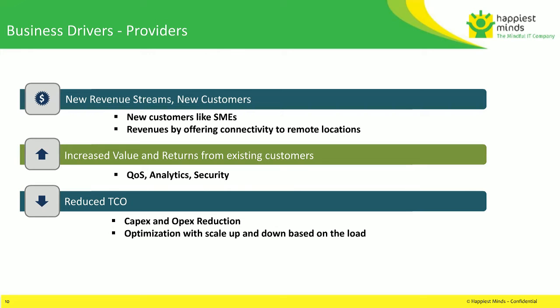Now, apart from the revenue, cost also plays an important role when a service provider looks at its own profitability criteria. And by adopting a standard open hardware architecture and software architecture based solution, one can have a substantial reduction in capex and opex, and also have the ability to scale up and down based on the load. So I guess for me, these are the three key drivers which would persuade service providers to offer SD-WAN as a service.